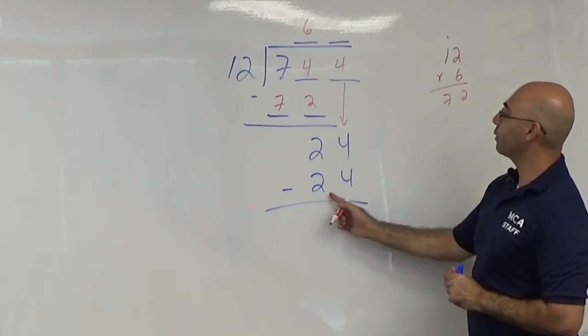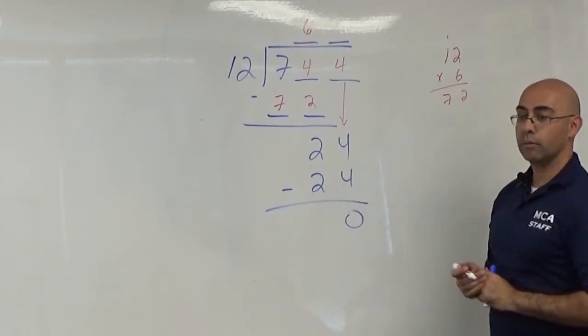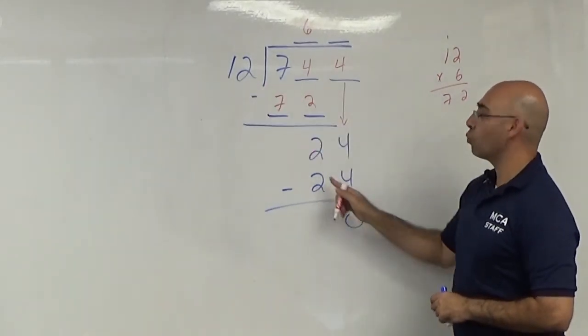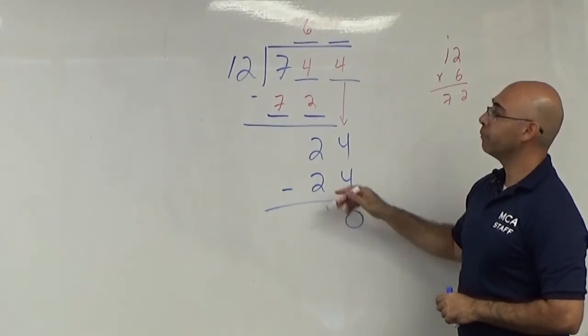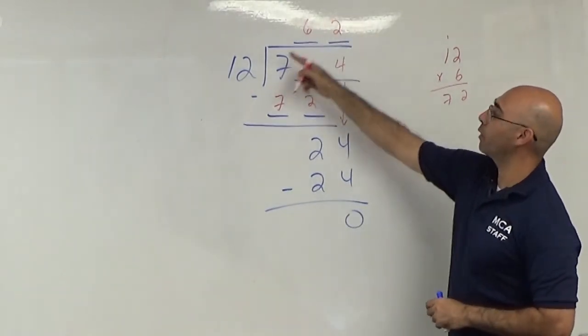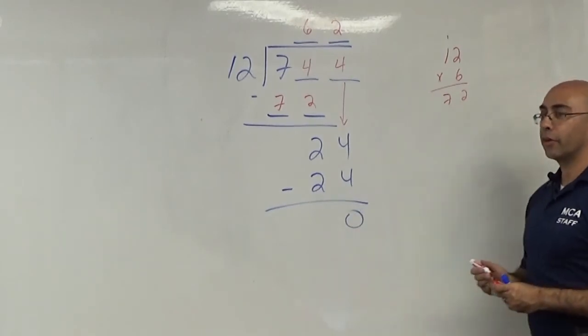Now, how do I get a 24 right here? 12 times what equals 24? 2. That's got to be a 2. 12 times 2 is 24. There you go.